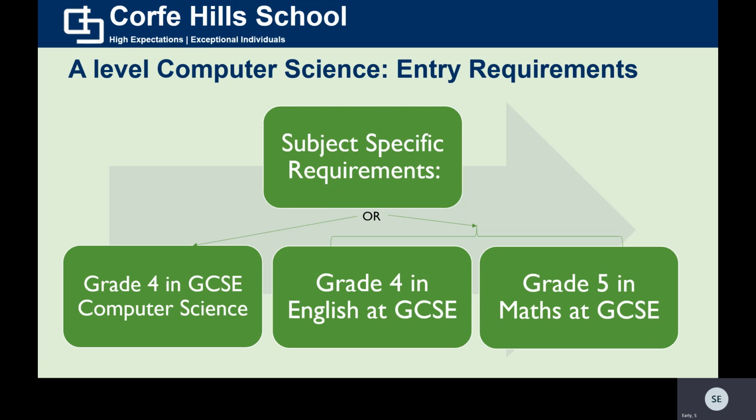The entry requirements for computer science are, if you've already done it at GCSE, we need at least a grade 4. If you didn't study computer science at GCSE, that's okay. You can still study at A level. You just need at least a 4 in English and a 5 in maths. It's more mathematically based, so the stronger your maths, the better you'll find it.